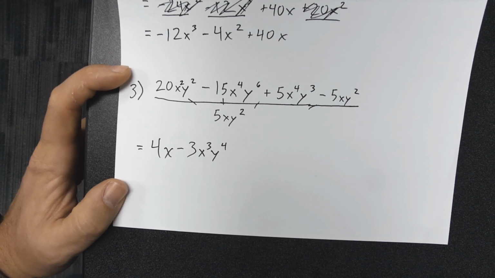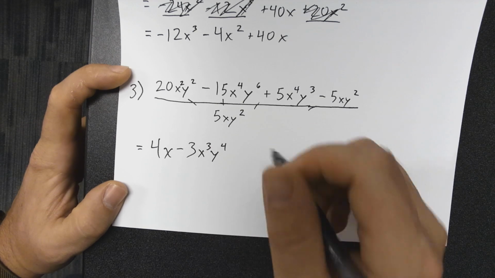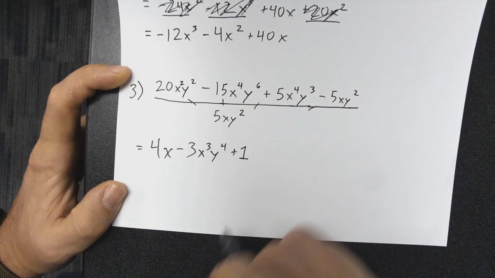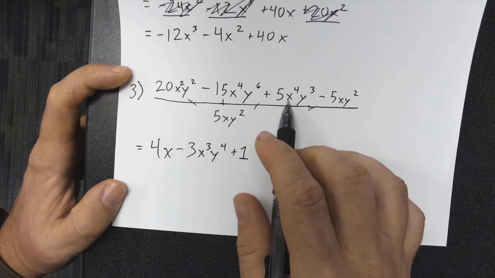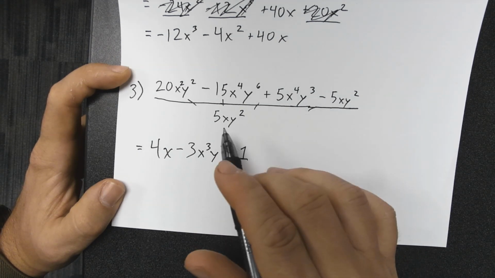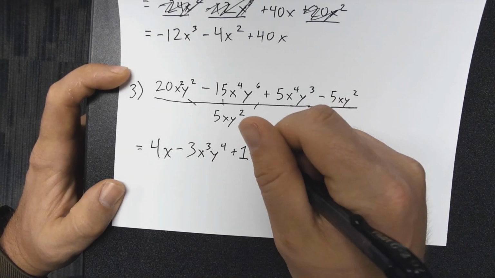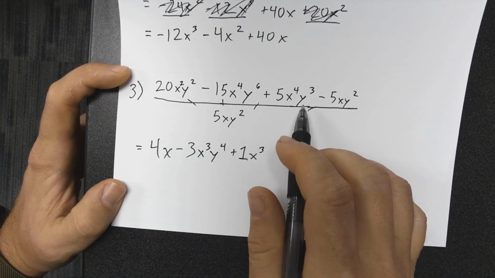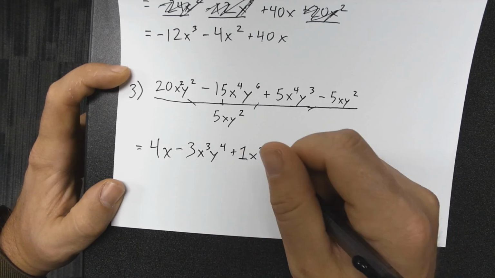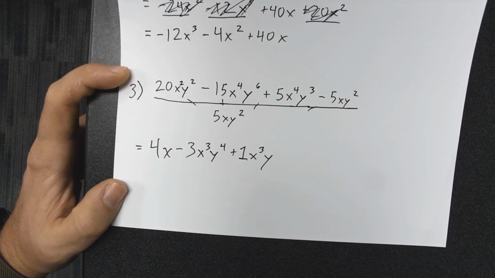Moving right along, 5 divided by 5 is 1, so you can write 1. X to the 4th divided by x, subtract the powers, it would be x cubed. And then y to the 3rd divided by y squared, subtract the powers, you just have y. 3 minus 2 is 1.